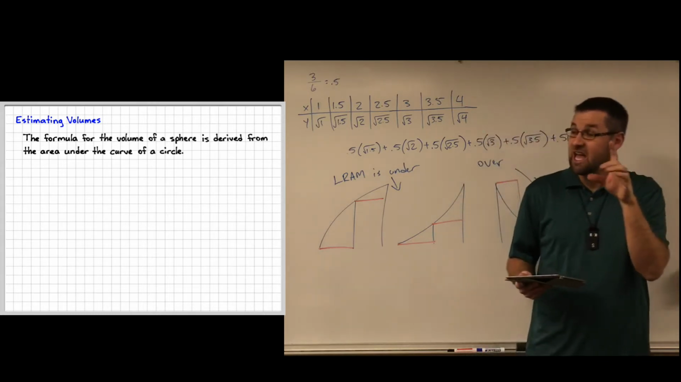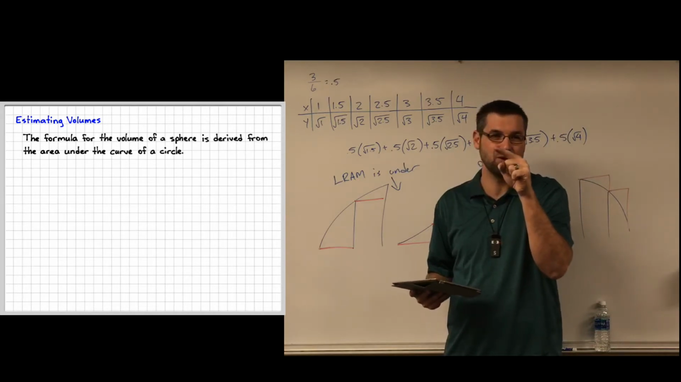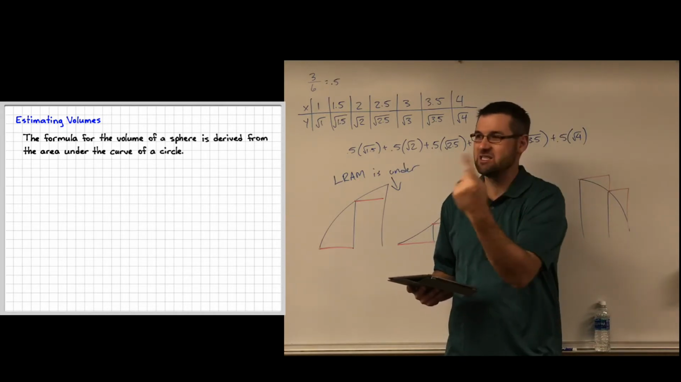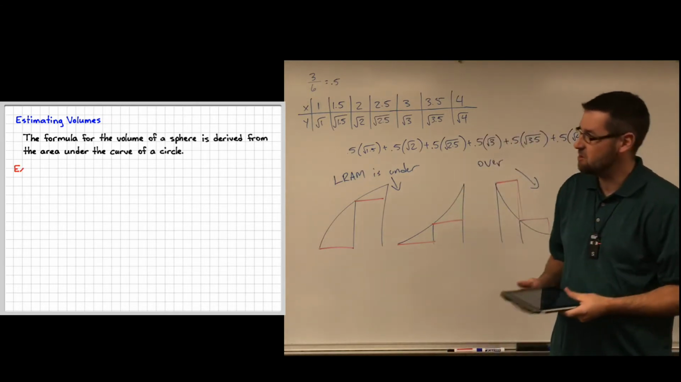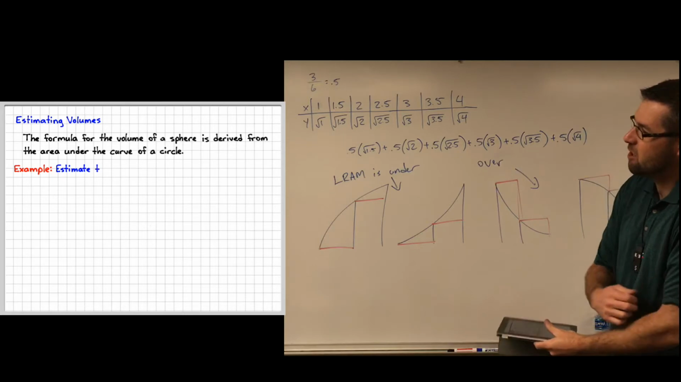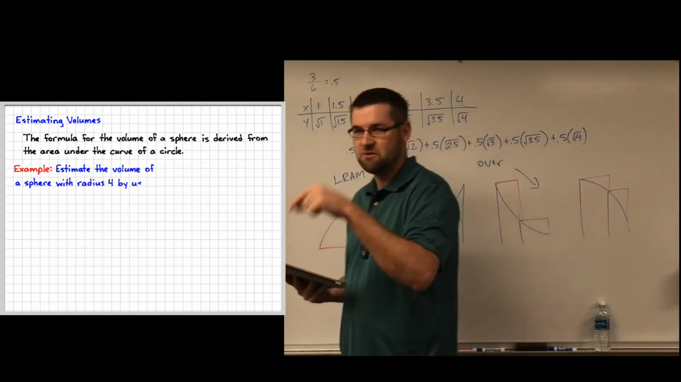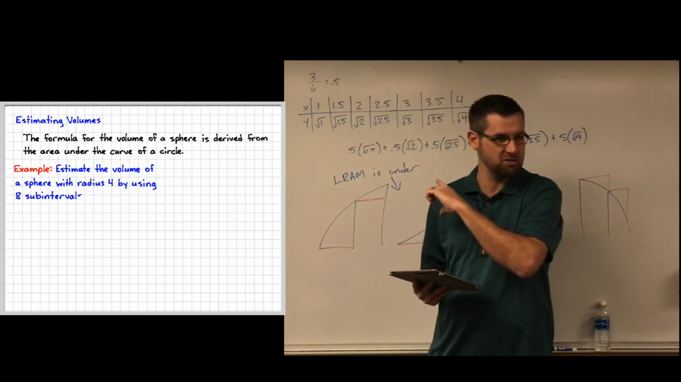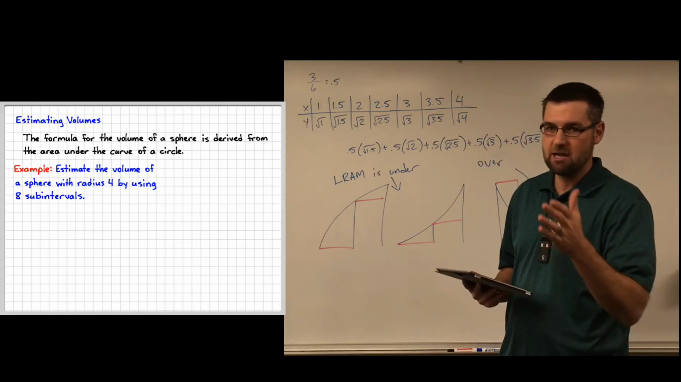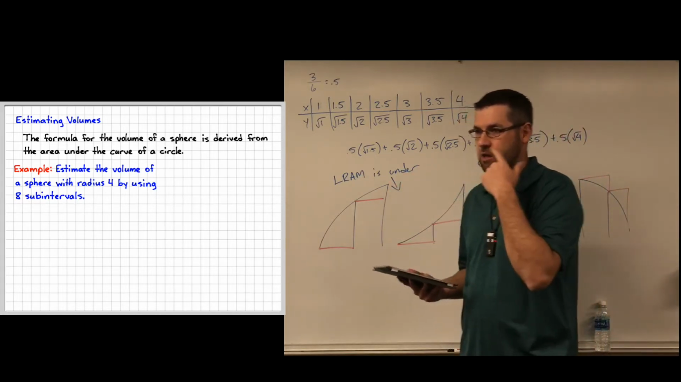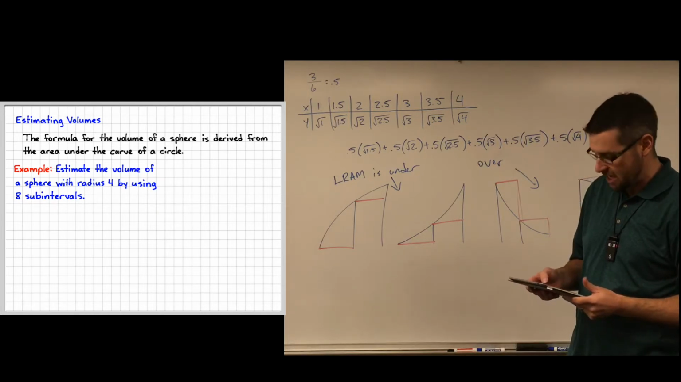It's a circle. But you can look at it this way. It's a circle that's doing what? And this is what we're going to do with this. This is kind of cool. It's a circle that's spinning. Right? This is going to be cool. Ready? Okay? So, we're going to estimate the volume of a sphere using rectangular approximations. And then eventually we're going to derive the volume of a sphere by using integrals and approaching an infinite number of rectangles. Okay? Estimate the volume of a sphere with radius 4 by using 8 subintervals.